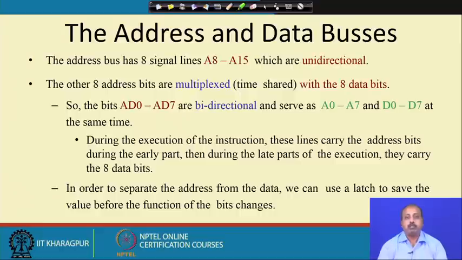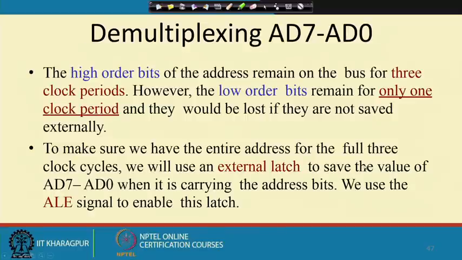Where is the boundary? That is not very clear. As a result, to be on the safe side as a designer, what is required is to externally differentiate the address bus and data bus. We do a demultiplexing of the address bus and data bus, so that the operations are done properly. This brings us to the concept of demultiplexing the address and data bus.